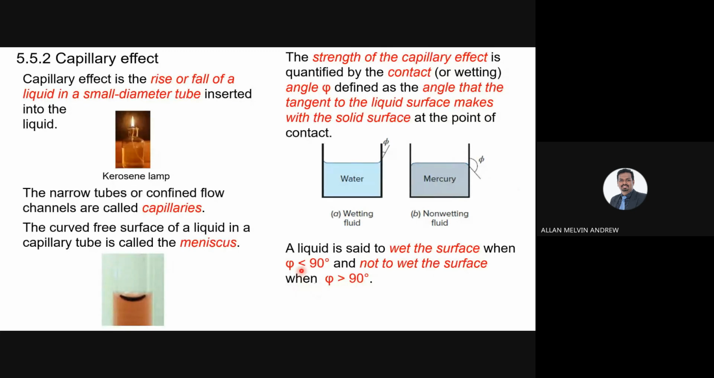A liquid is said to wet the surface when the angle is less than 90 degrees. Like this, the angle is less than 90, so we know that is a wetting fluid. And here we can see it is more than 90, so we know that it will not wet the surface.